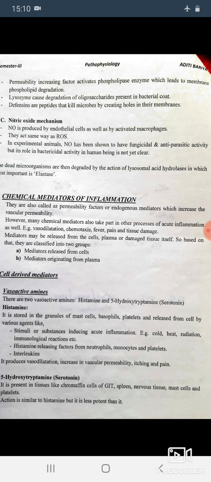In experimental animals, nitric oxide has been shown to have fungicidal and anti-parasitic activity. Whenever this nitric oxide is used in animals during experiments, it has shown two activities. It also produces the death of fungal cells and death of parasitic cells. But its role in bactericidal activity in humans is not yet clear. This is true for animals, but still for humans, its activity is not clear.